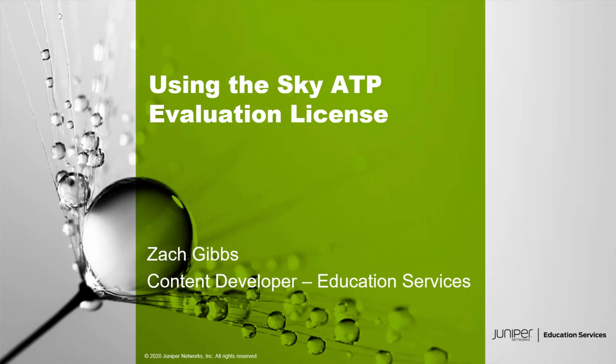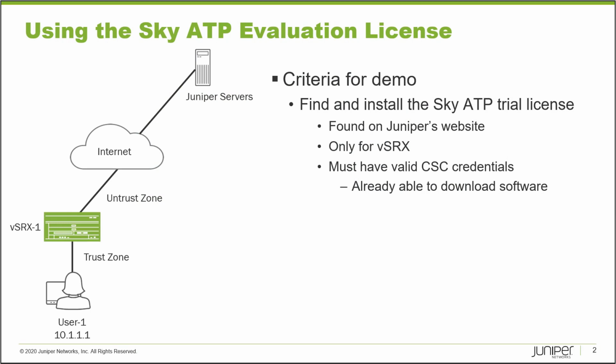And today we will be going through using the Sky ATP evaluation license learning byte. And here's the example for our learning byte. In this, we have VSRX1, and we have a user connected to the trust zone. The VSRX1 is connected to the untrust zone, which connects to the internet. And then we have the rest of the internet as well as Juniper servers out there.